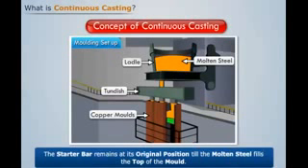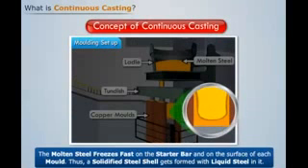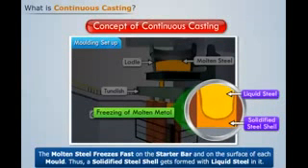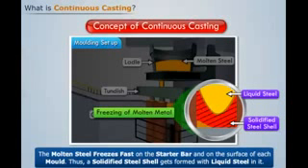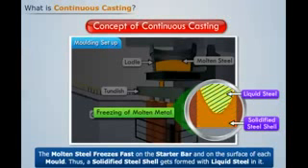We see that the starter bar remains at its original position till the molten steel fills the top of the mold. The molten steel freezes fast on the starter bar and on the surface of each mold. Thus, a solidified shell gets formed with liquid steel in it.